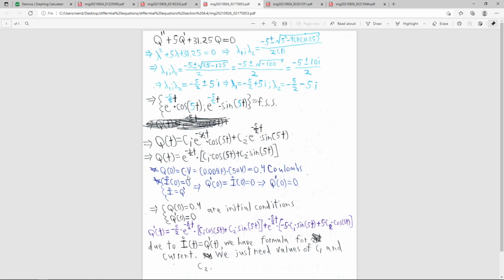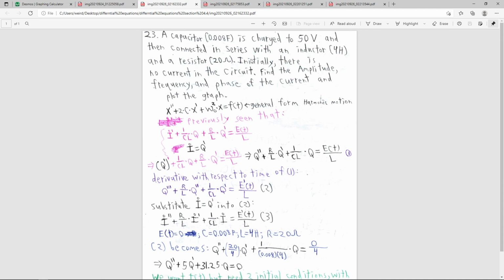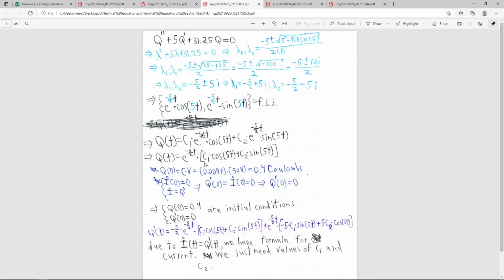So here are the initial conditions. Q of 0 equals C times V. The voltage given is 50 volts, and capacitance is 0.008 F. The product of those gives us our initial charge. So Q of 0 is 0.4 coulombs. And we know that current equals Q prime, and we know initial current, I of 0, is equal to 0. That's given. That means Q prime of 0 equals I of 0, which is equal to 0. So Q prime of 0 equals 0. And that's how we trick everything. We end up with this trick, and we can solve this.